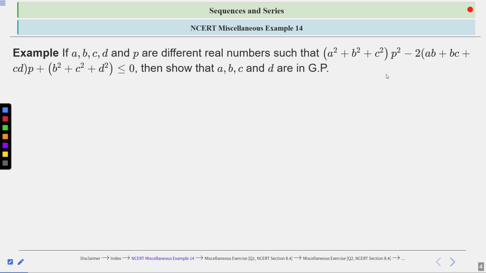The example says that a, b, c, d and p are 5 distinct numbers satisfying a quadratic inequality. We need to show that a, b, c and d are in GP, that is, b by a equal to c by b equal to d by c. You have some time, try to solve it. Then we will see the correct answer and discuss the solution. So your time starts now.